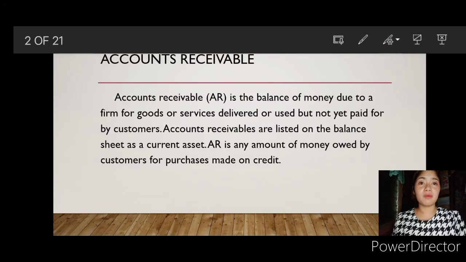Accounts receivable, or AR, is the balance of money due to a firm for goods or services delivered or used but not yet paid by customers. Accounts receivable are listed on the balance sheet as a current asset. AR is any amount of money owed by customers for purchases made on credit.